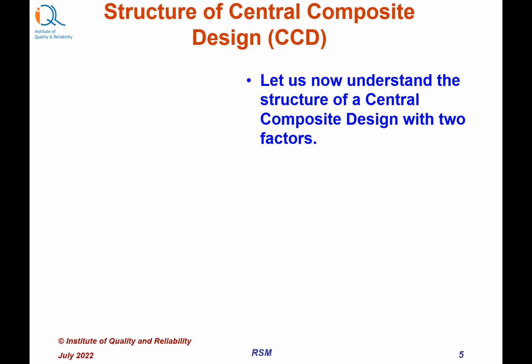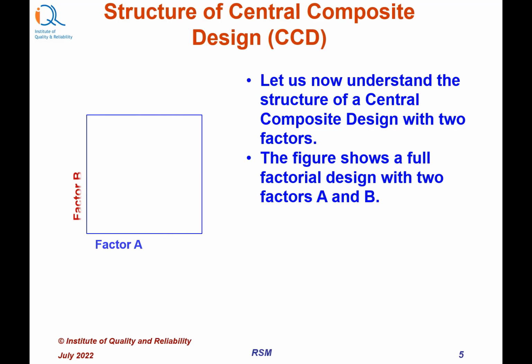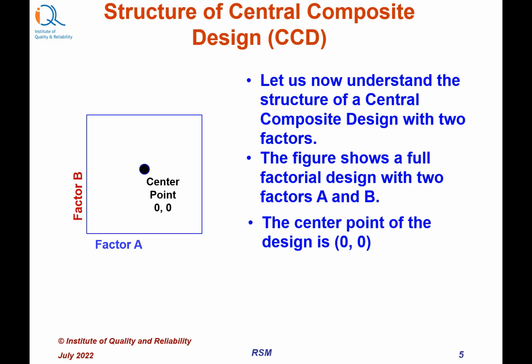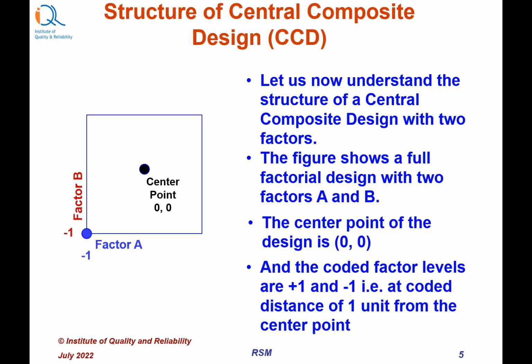Let us now understand the structure of a central composite design with two factors. The figure shows a full factorial design with two factors A and B. The center point of the design is coordinate 0, 0. And the coded factor levels are +1 and -1, that is at coded distance of 1 unit from the center point.